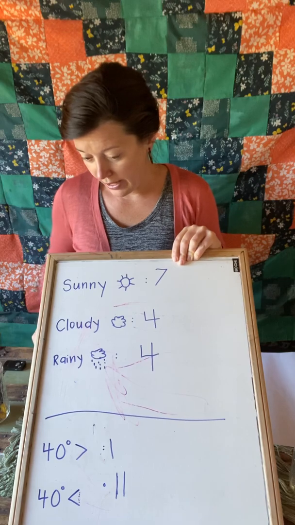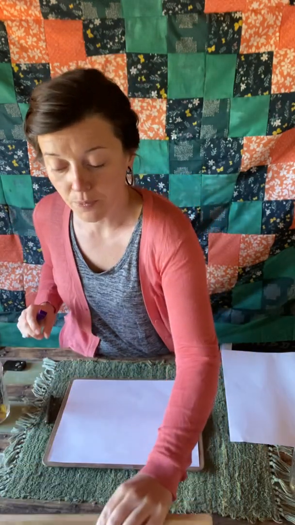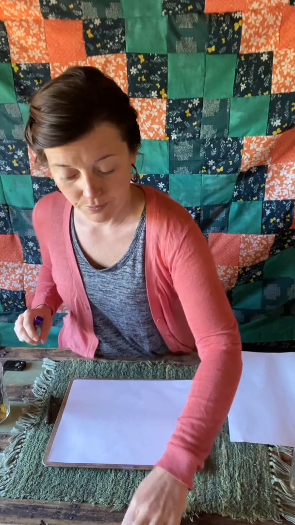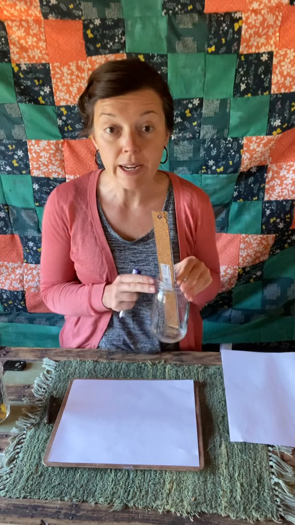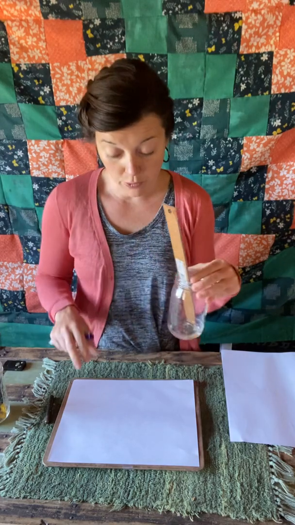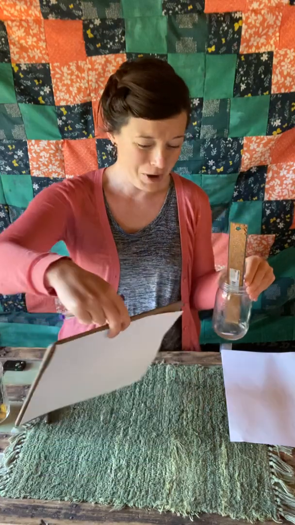So go ahead and take a few minutes to count up all your tally marks in your journal. And then move on to your rain information that you got for the last 4 days from your rain gauge.